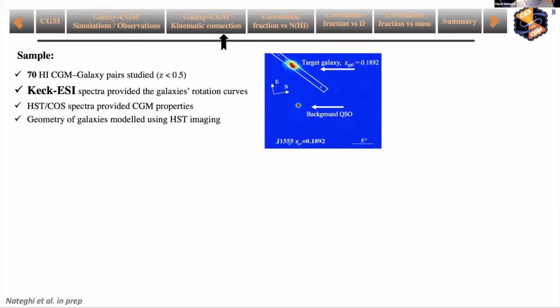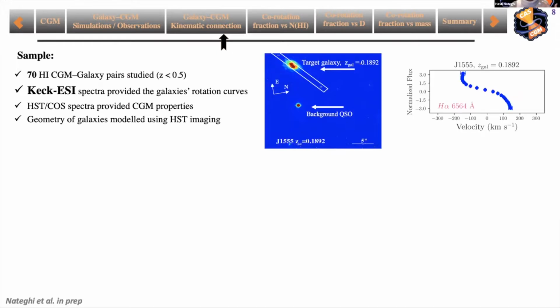To statistically address how the CGM and the galaxy are kinematically connected, we used 70 sightlines with H1 absorption detected in the CGM. And the Keck ESI provided us with the galaxy spectra, and using the high resolution galaxy spectra, we extracted the rotation curve of galaxies.